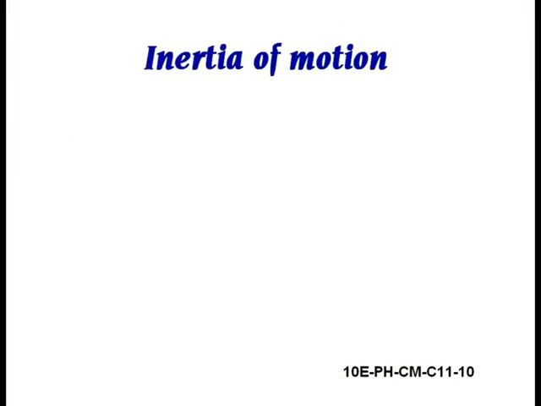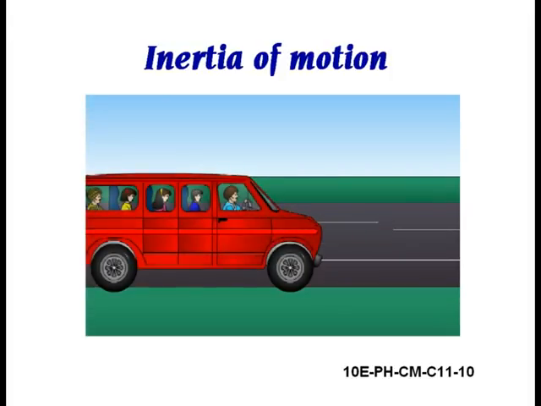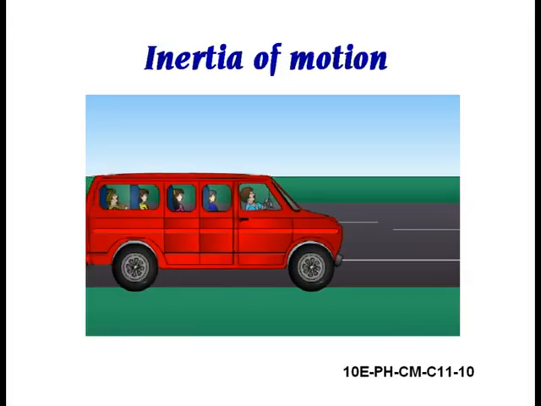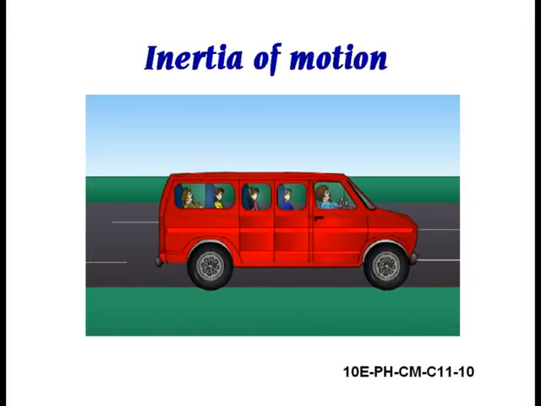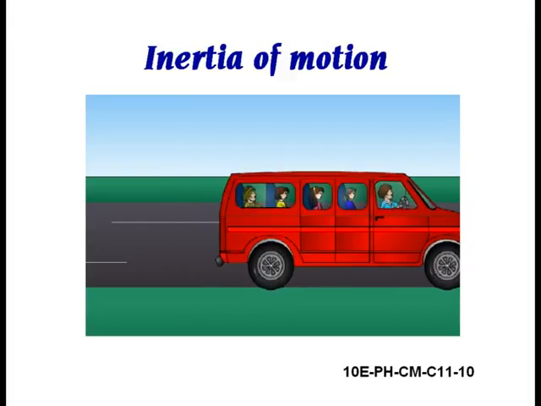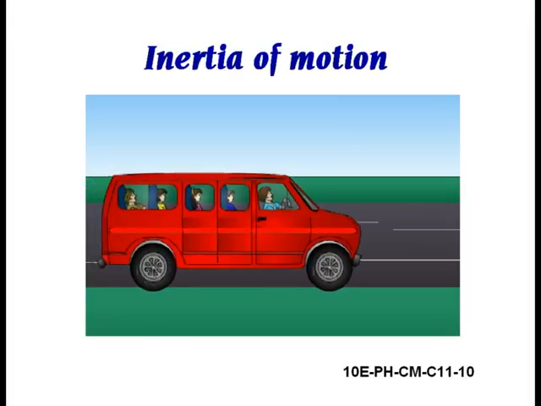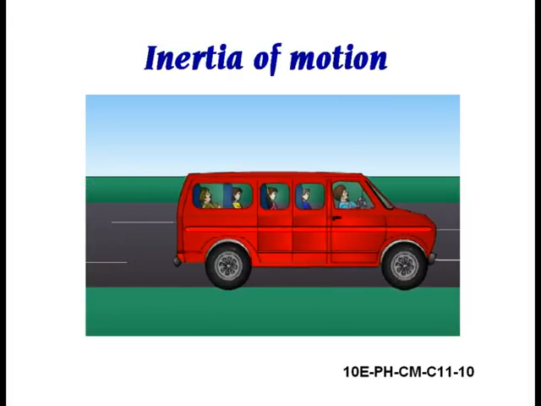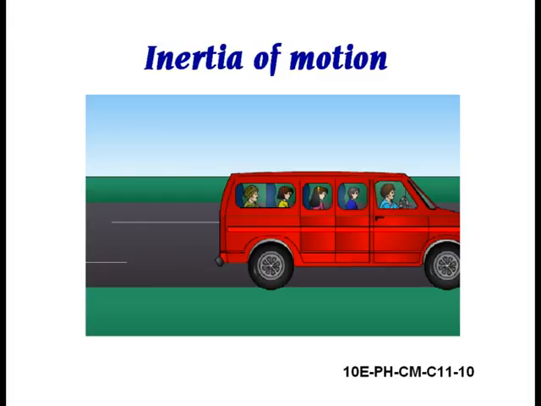Inertia of motion. Dear children, the passengers in the bus are in motion along with the bus. When the bus suddenly comes to a halt, the passengers tend to move forward. This is because of inertia of motion. That is, when the bus comes to a halt, the passengers tend to continue their state of motion in the forward direction.